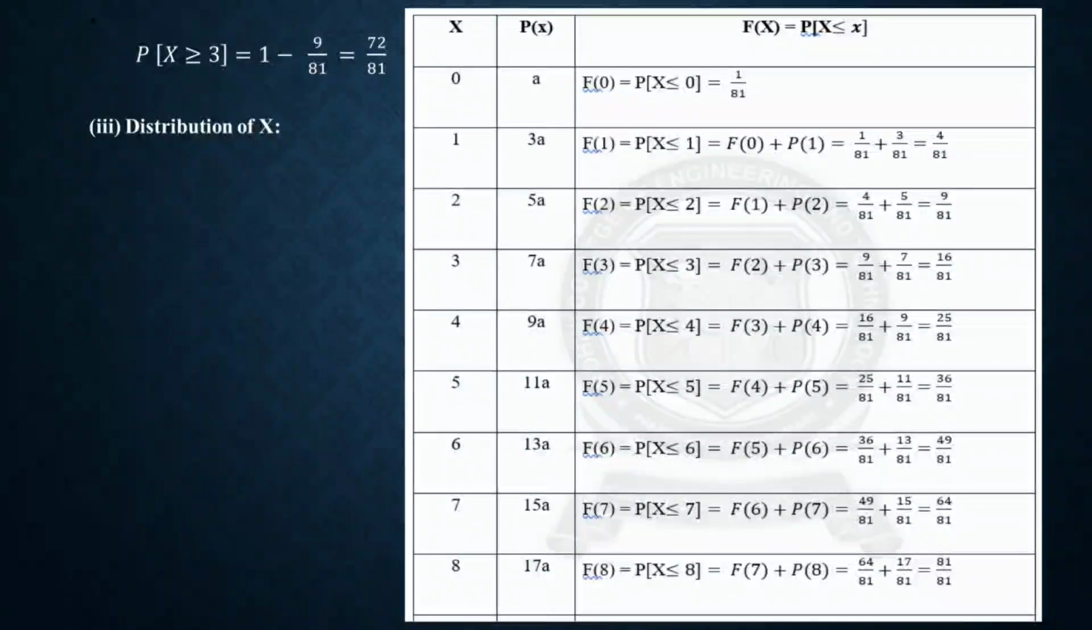f of 8 is equal to, by definition we have f of 7 plus p of 8, which is equal to 64 by 81 plus 17 by 81, which is equal to 1. The value of f of 8, that is the last value, should be 1. From that we can determine whether the rest of the values are correct or not.